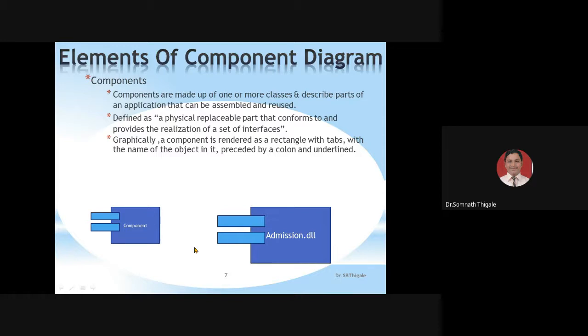Now this component is denoted with a name, for example here admission.dll. So this is the component name, preceded by a colon and underlined. This will be treated as a simple component name.